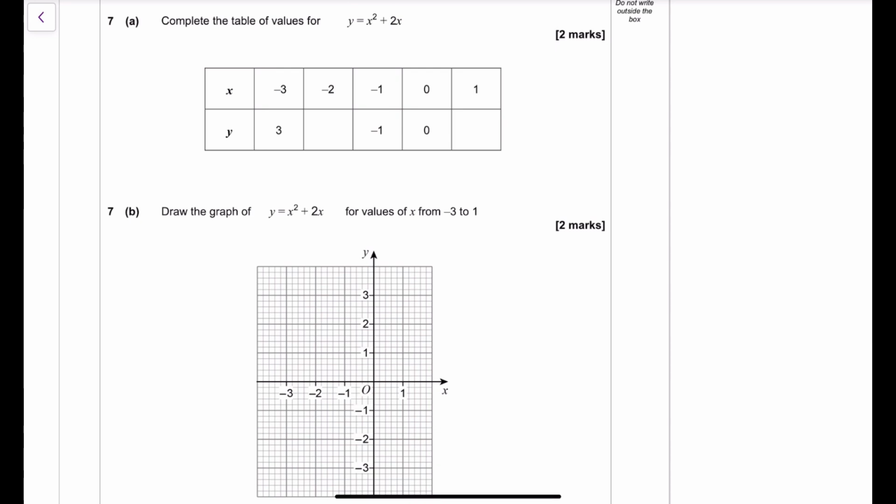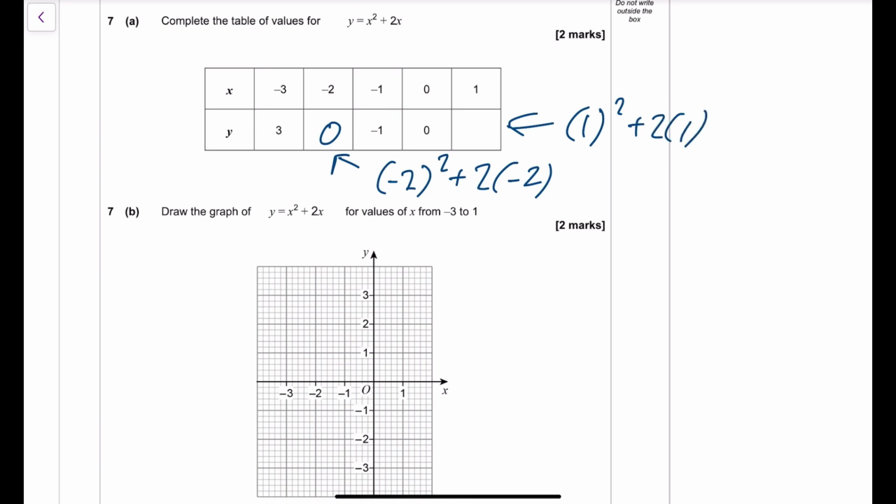Okay, right, this is complete the table of values. So this is y is equal to x squared plus 2x. How we do this, on your calculator, you do minus 2 squared plus 2 times minus 2. So that's going to be 4 minus 4, it's going to be 0. This one's going to be 1 squared plus 2 times 1. And that's going to be 1 plus 2. That's just going to be 3.